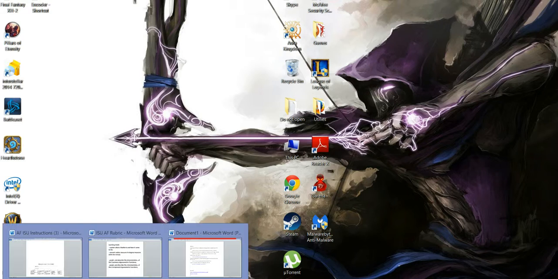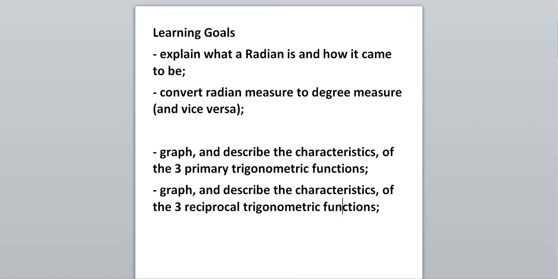First of all, let us go through the learning goal. For the first part of the video, we will learn how to explain what a radian is and how it came to be. We will also learn how to convert a radian measure into a degree measure and vice versa. So without further ado, let's begin the first part.